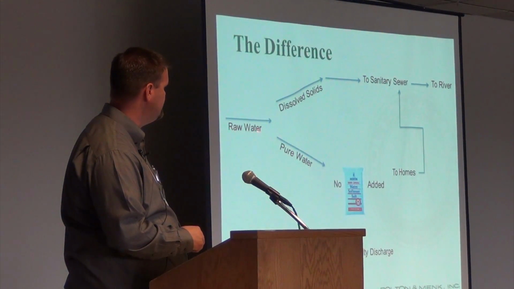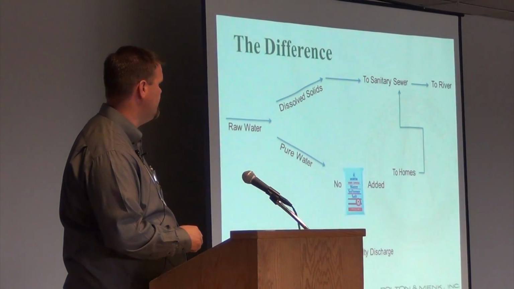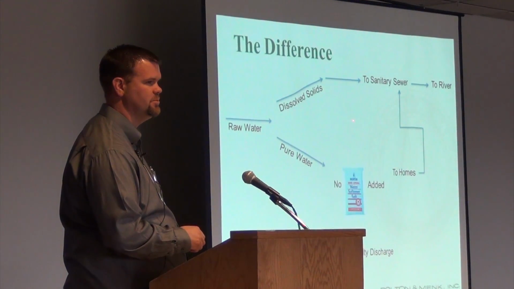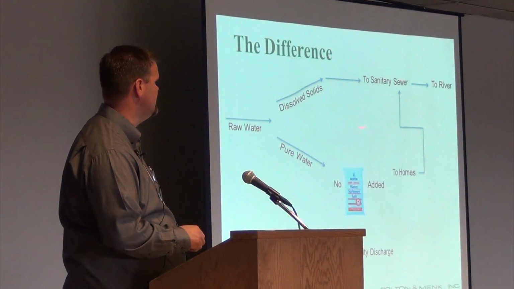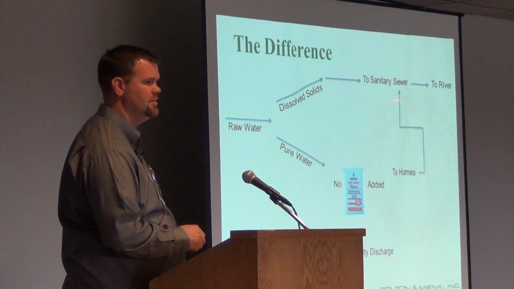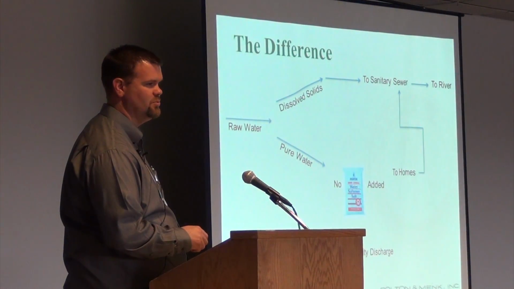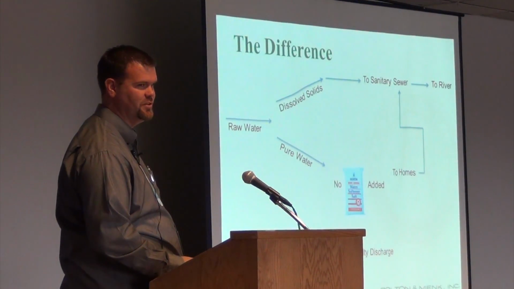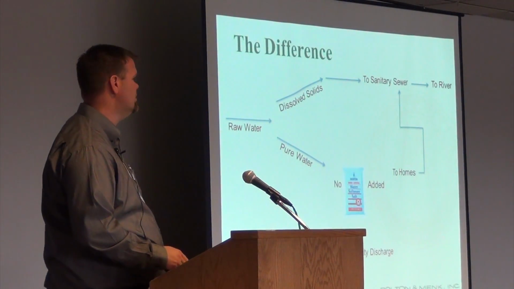So a lot of places, they bring in the raw water, they take out the iron and manganese, and that raw water goes out to the customers. They add salt to soften it, and then it goes out to the wastewater plant. Salt goes to wastewater, salt does not get removed in the wastewater treatment plant, it goes to the river.